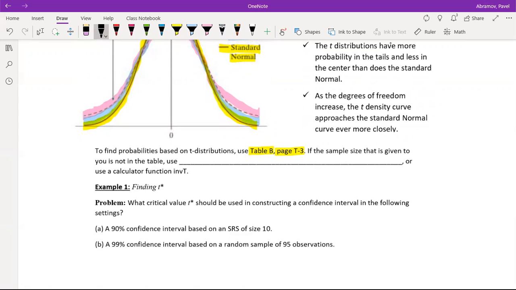Now, the table is limited because it cannot account for every possible sample size. So sometimes the degrees of freedom that goes with your sample is not portrayed in the table. If that happens, then you should use the greatest degrees of freedom available that is less than the desired degrees of freedom.